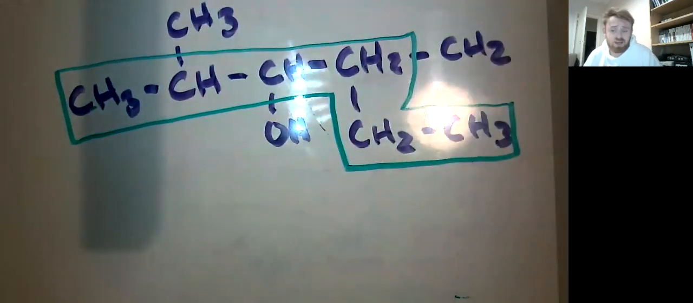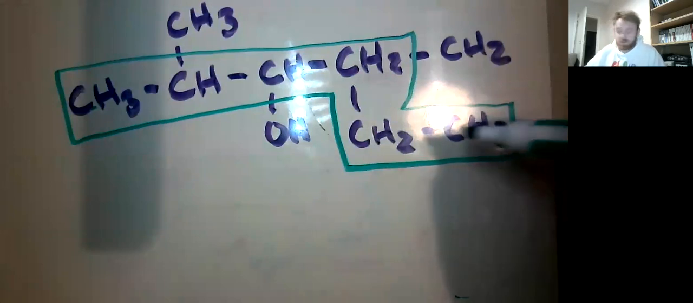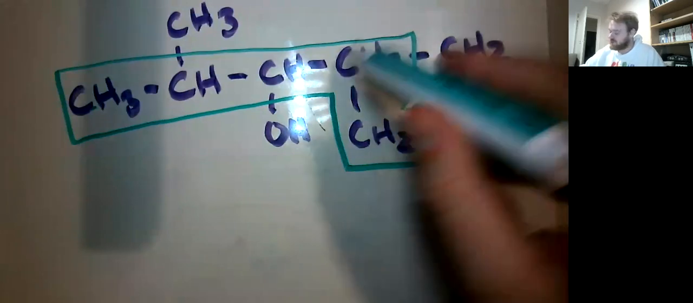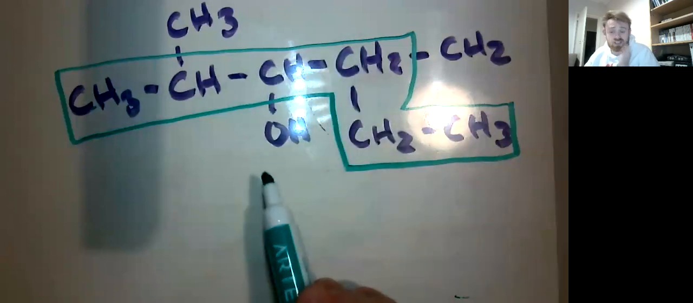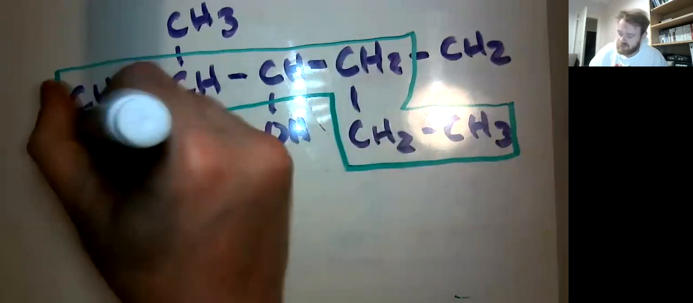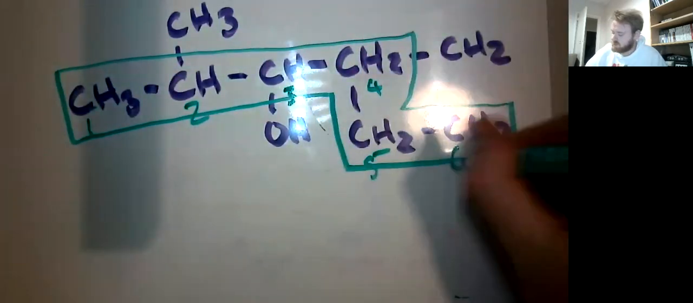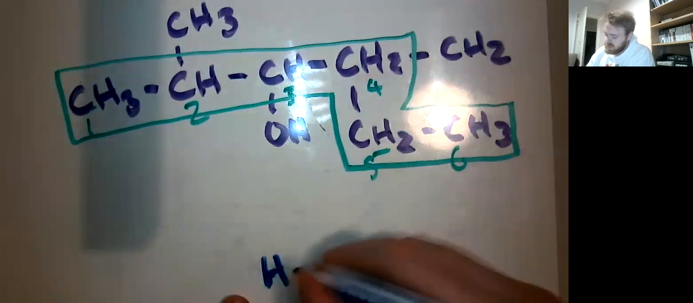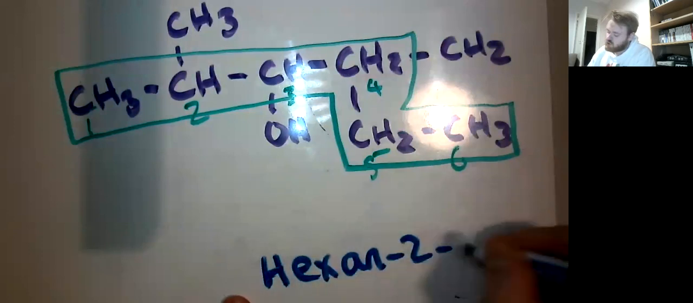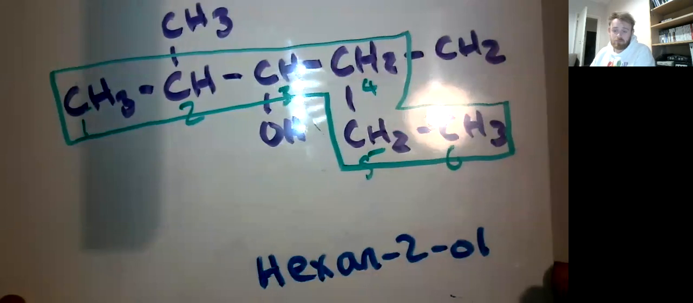Okay. Step 2, I've just missed a step: step 2 is number the chain. 1, 2, 3, 4, 5, 6, or we can go 1, 2, 3, 4, 5, 6. The OH needs to have the lowest number, so I'm going to start at this side and go 1, 2, 3, 4, 5, 6. Okay, name the longest chain. That gives us the name hexanol, and the OH group is on the third carbon, which gives us hexan-3-ol as the main chain name.